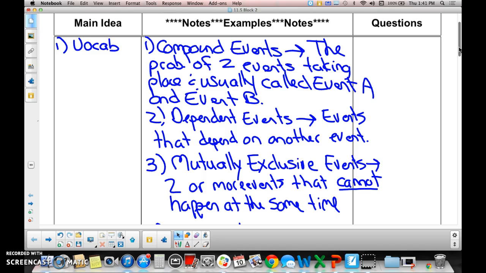An example of an independent event would be rolling a number cube, picking up the number cube and rolling it again. Does my second roll have anything to do with my first roll? Yes or no? No. So that's an independent event, right?